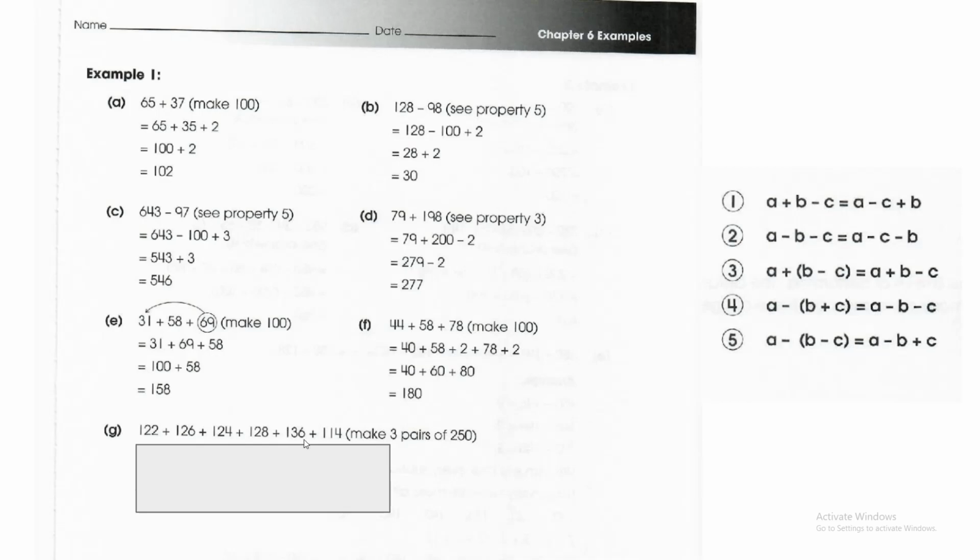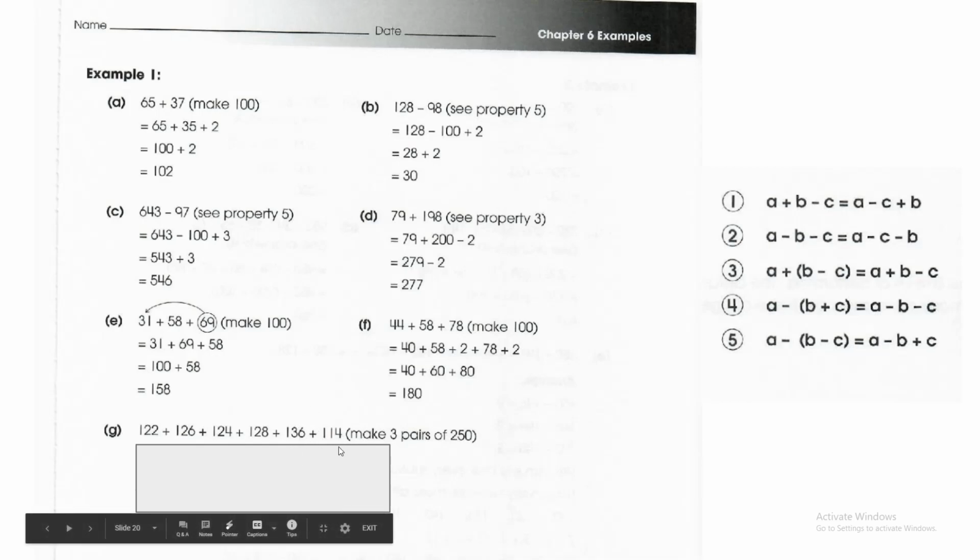Okay, on to G. We're going to be using the same type of rule of adding 2 together to make an easier to add number, but in this case, we're going to make 3 pairs of 250. We can do this by adding 136 and 114, 128 and 122, and 126 and 124. We add up these 6 numbers, we'll be getting 250 plus 250 plus 250, and our resulting sum will be 750.